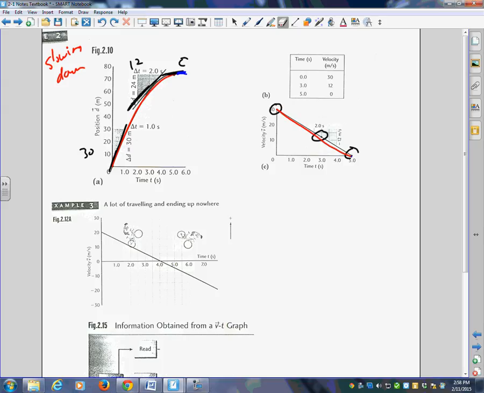Okay. Go to example 3, one of my favorite ones because it's so goofy in the book. A lot of traveling and ending up nowhere, which is kind of how this lesson feels like some days for me. Not my favorite one. It needs to be a little bit better organized.